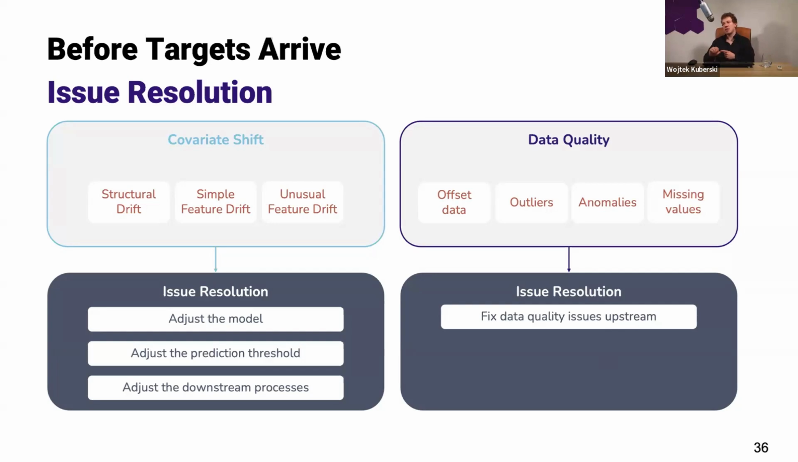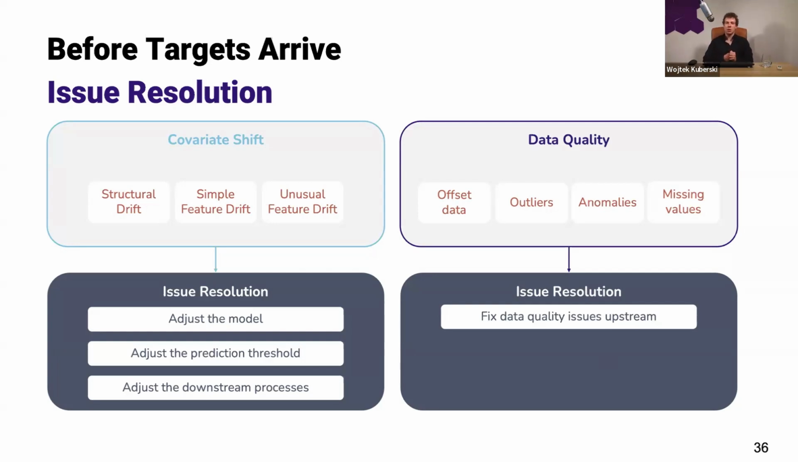We can either adjust the model. Sometimes it might be possible to change which features are ingested by the model. If there are a lot of collinear features, we can focus on more stable features, which might improve performance of the model. We can also adjust the prediction thresholds for classification models.